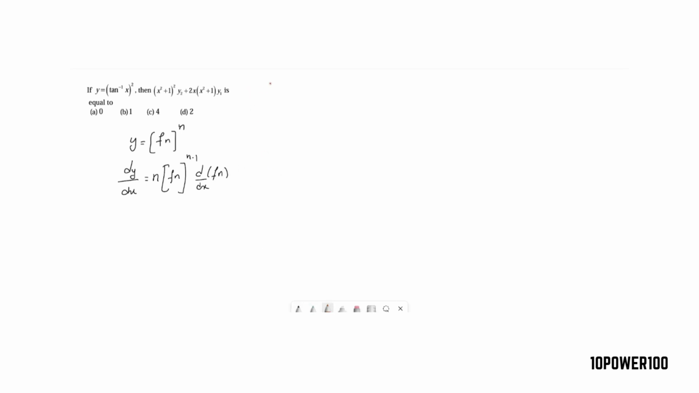Here also in the question, y is equal to tan inverse of x the whole square is given. So here the function is tan inverse x, whole power n is 2. So let us find the differentiation of this. So dy by dx is equal to n into function power n minus 1. So it is 2 into tan inverse x the whole power 1 into differentiation of tan inverse x. So differentiation of tan inverse x is 1 by 1 plus x square. So the first differentiation is over.